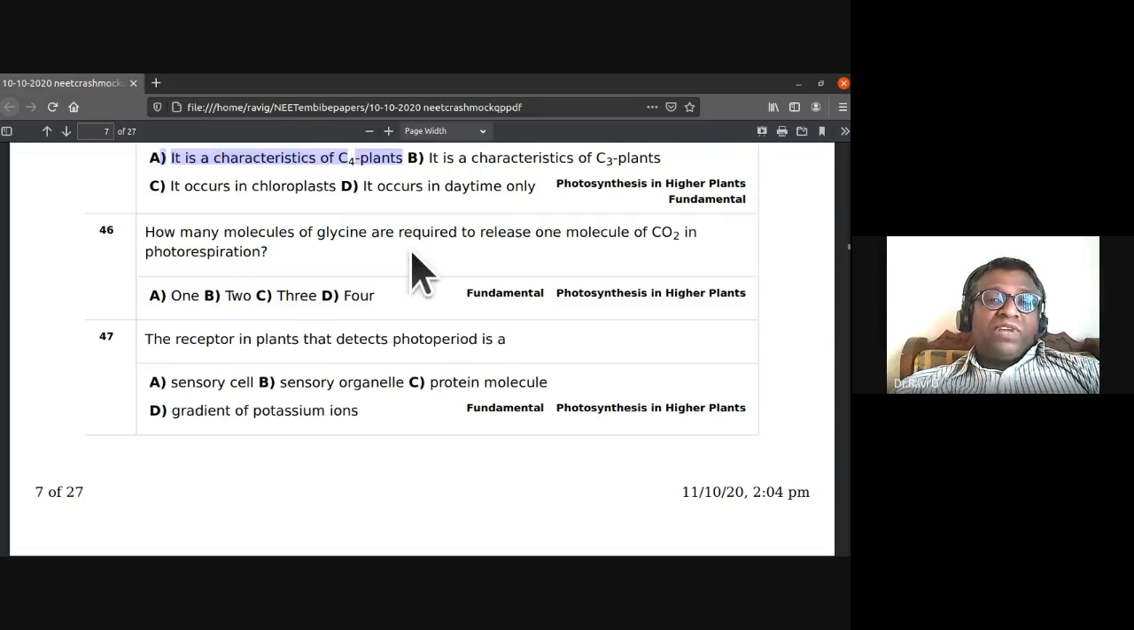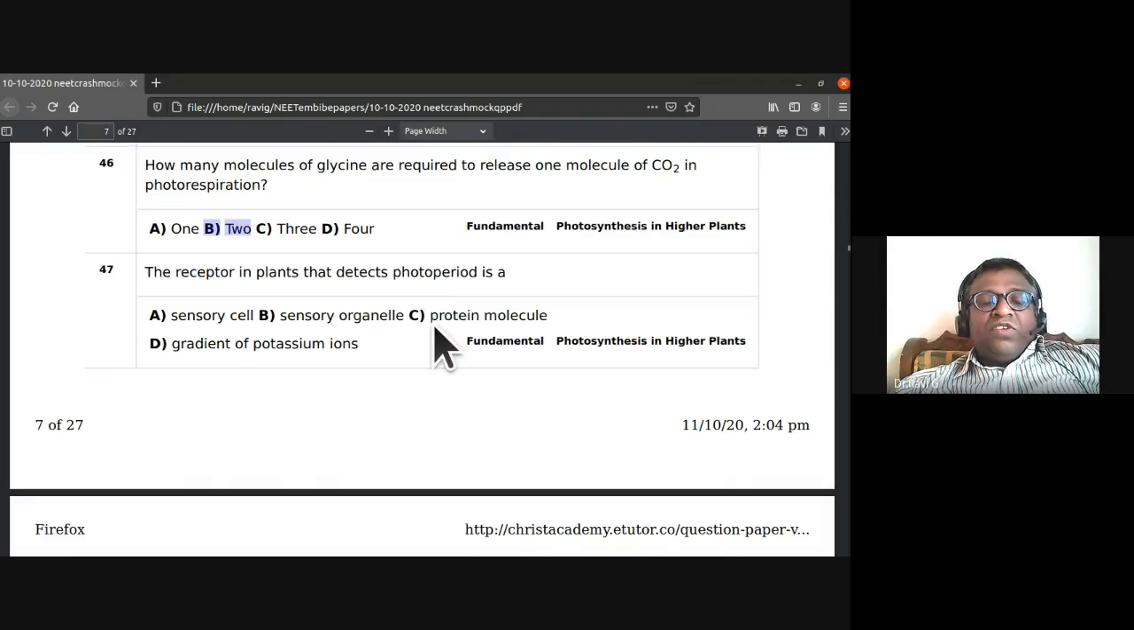How many molecules of glycine are required to release one molecule of carbon dioxide in photorespiration? So they have asked this, how many molecules of glycine? Two molecules of glycine are required to release one molecule of carbon dioxide in photorespiration.